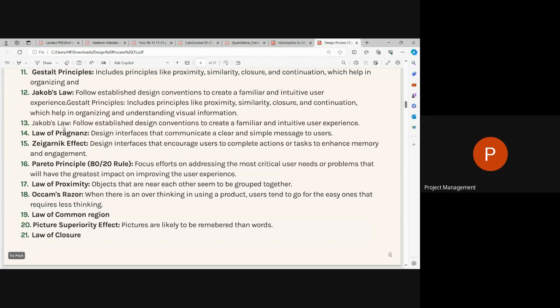So the ninth, we also have the law of common region. We have the picture superiority effect. That is, pictures are more likely to be remembered than words. Human beings remember what they see more than what they read or hear. So those are the laws. There are many, but I just picked these 21 to make us understand that there are some laws you have to follow when you're designing your user experience design. So that would be the end of today's class.